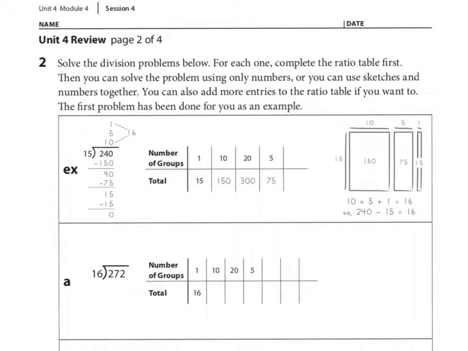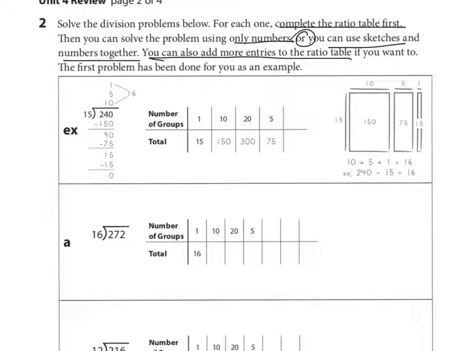Number 2 says solve the division problems below. For each one, we're going to complete the ratio table first. Then you can solve the problem using only numbers, or you can use sketches and numbers together. You can also add more entries to the ratio table if you want to. The first problem has been done for you as an example.